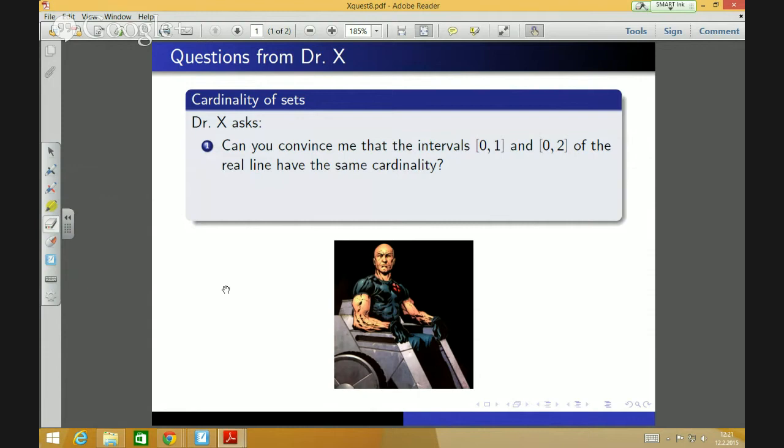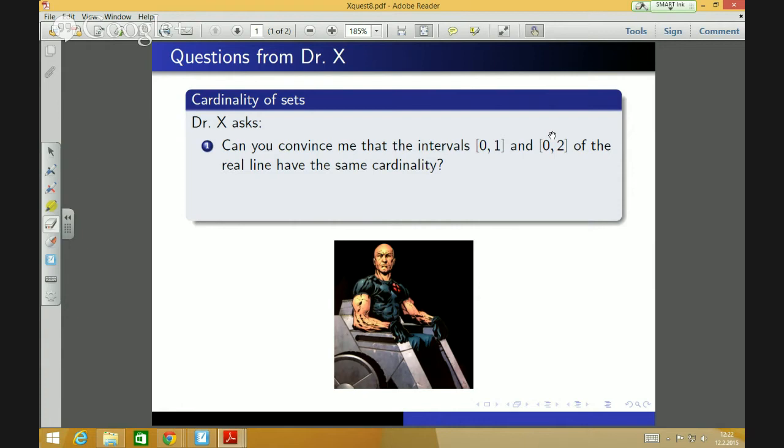So Dr. X asks, can you convince me that the intervals 0, 1 and 0, 2 of the real line have the same cardinality? Now, what does this mean? This means the collection of all the real numbers between 0 and 1. This is the collection of all the real numbers between 0 and 2. Now, for those of you who have been at the previous lecture or have looked at the material or have listened to the lectures, this should not sound too strange. For those of you who haven't, this will look very odd.